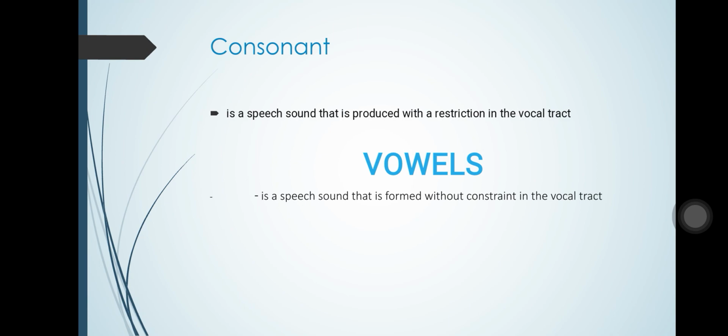And vowels are speech sounds formed without constraint in the vocal tract. So we have five vowels here, which are a, e, i, o, u.